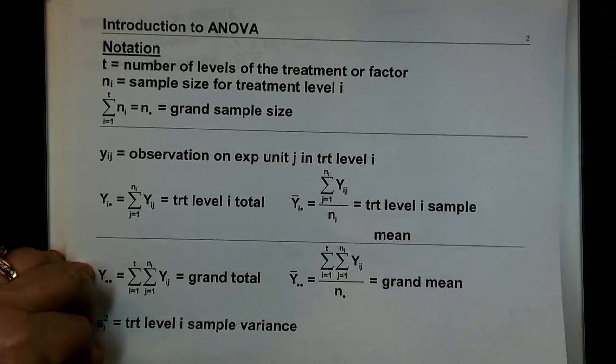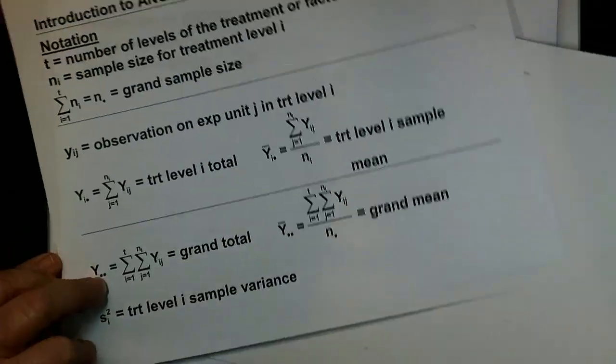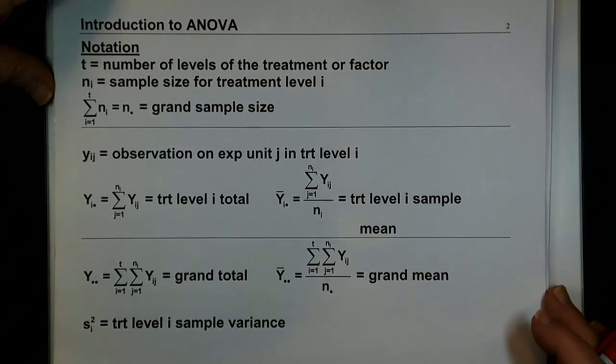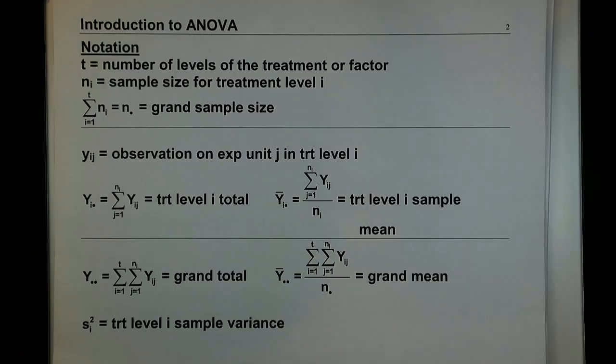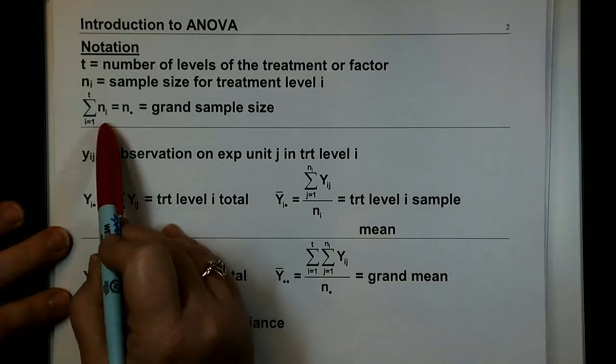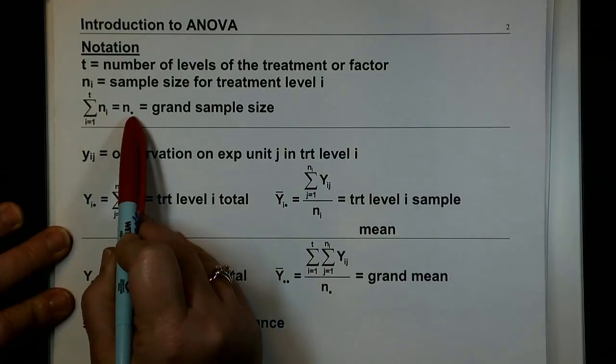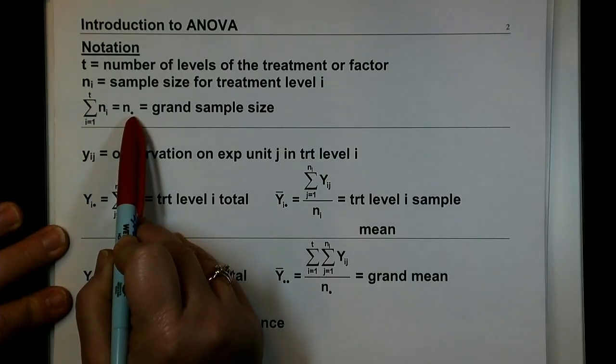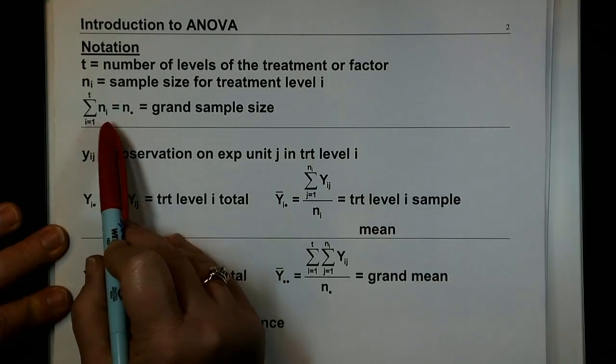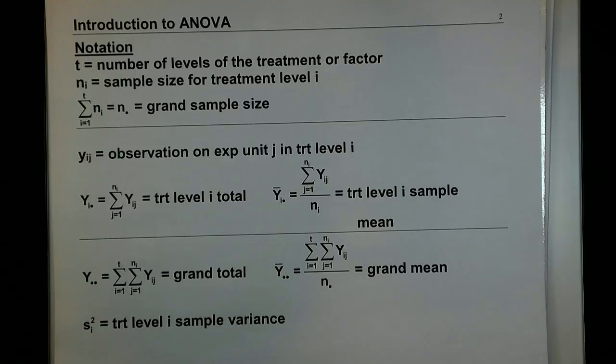So our notation. We've already written before, T is the number of levels of a treatment or a factor. N with subscript i is the sample size for treatment level i. And if we sum the values of these N_i's, where i ranges from 1 up to T, and if we add across an index, that index is replaced by a period. This is read as N dot. And so N dot is our grand sample size.